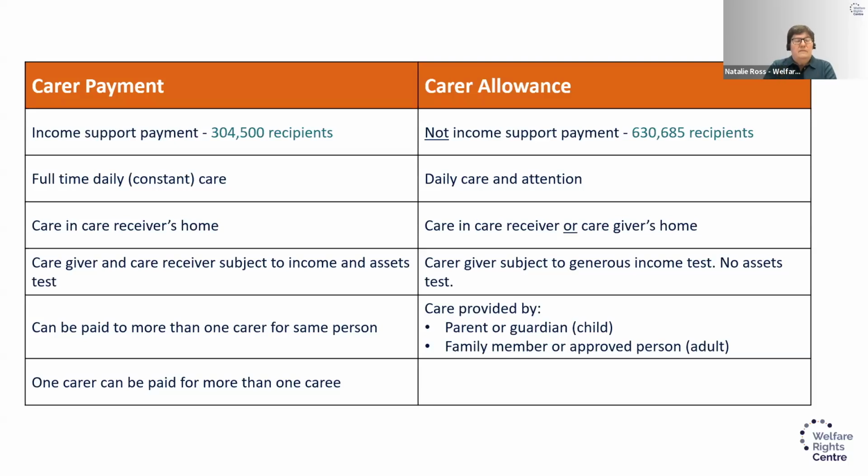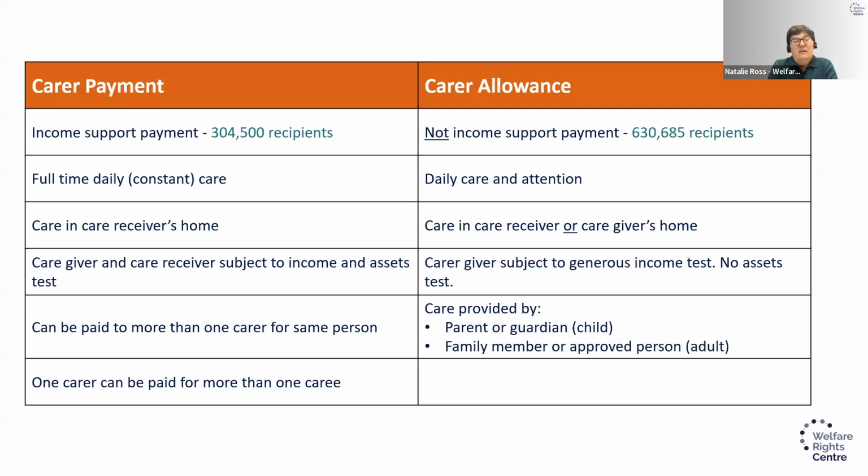So here's just summarising some of the differences between carer payment and carer allowance that I was mentioning before. So we've got constant care for carer payment and daily care and attention for carer allowance. Care only in the care receiver's home for carer payment, but in the care receiver or the caregiver's home for carer allowance. With carer payment, the income and assets tests are applied, but with carer allowance, there's no assets test and a more generous income test.